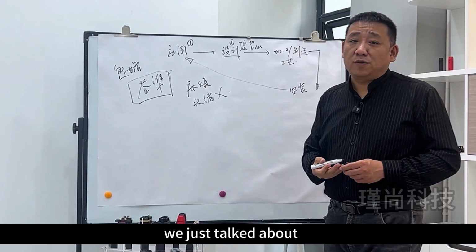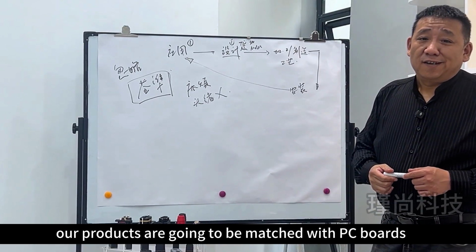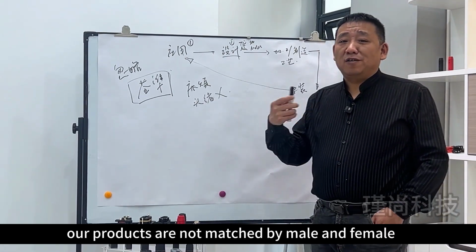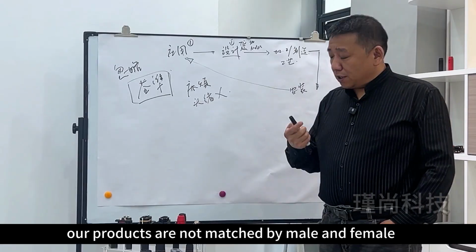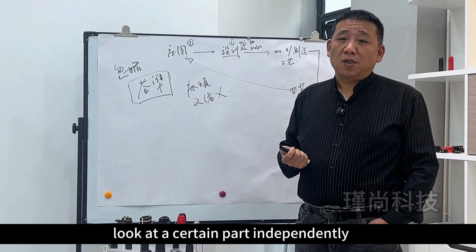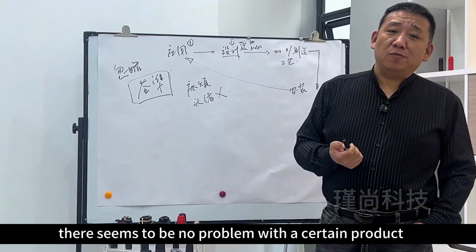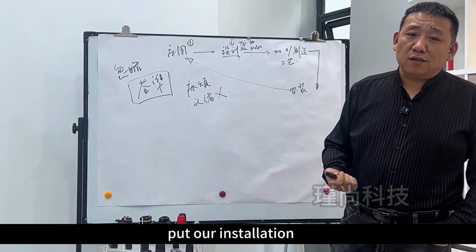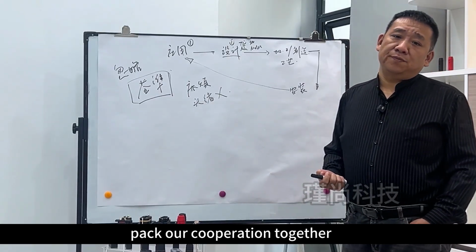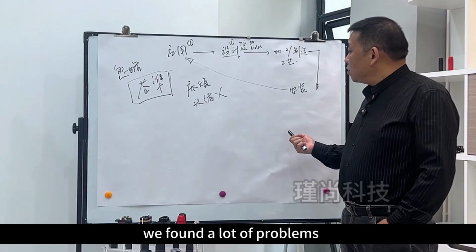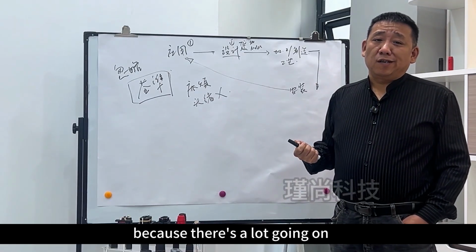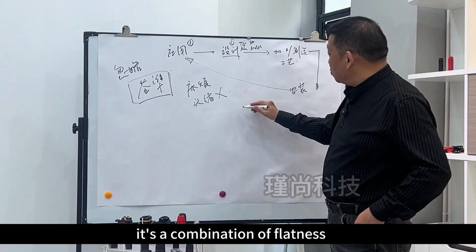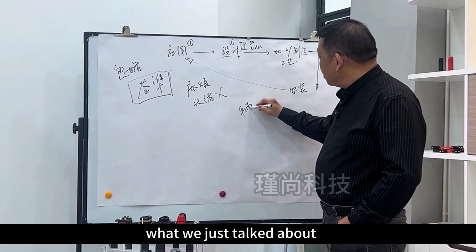We just talked about how our products are going to be matched with PC boards. Do you want to install our products? Our products are not matched by male and female. Look at a certain part independently, and there seems to be no problem with it. But put all the products together, our installation and our cooperation, and we found a lot of problems because there's a lot going on. It comes in combination, a combination of flatness, what we just talked about.